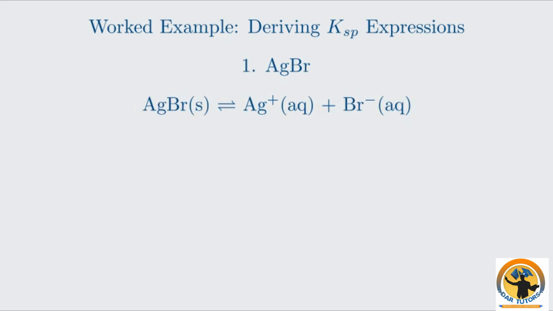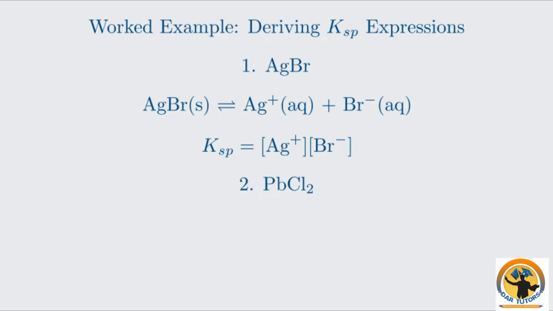A key skill is to be able to derive the KSP expression from any chemical formula. Our objective is to write the solubility product expression for each of the following sparingly soluble salts. We must pay close attention to stoichiometry. First, let's consider silver bromide, AgBr. The solid dissociates into one Ag+ ion and one Br- ion. Both have coefficients of 1. Therefore, the KSP expression is simply the concentration of Ag+ times the concentration of Br-.